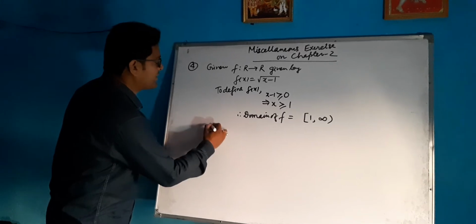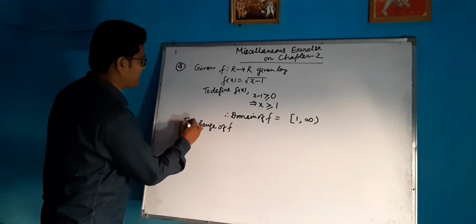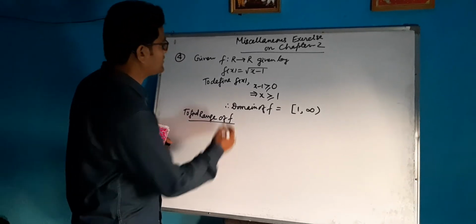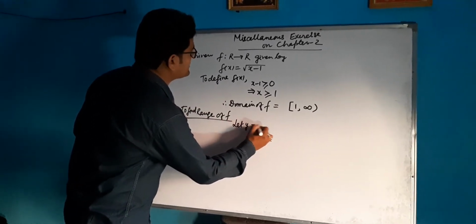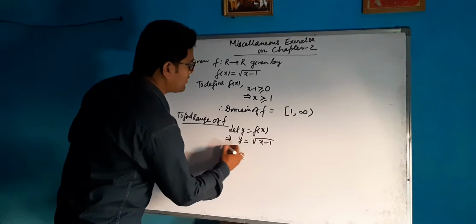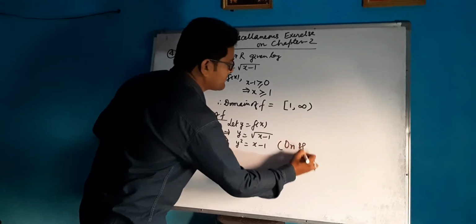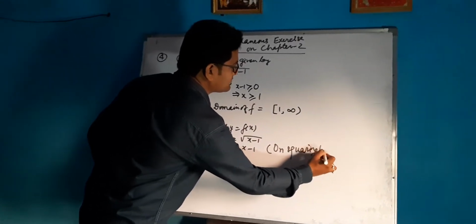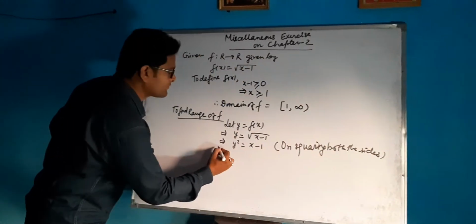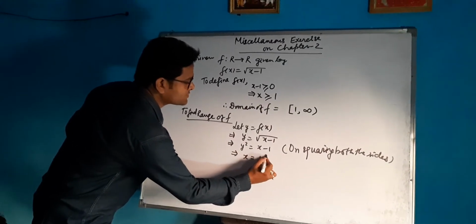Now how to find the range? To find the range of this function f, what do we need to do? Let y be equal to f of x. Can you write y is equal to root under x minus 1? On squaring both sides, can I write y square is equal to x minus 1? On squaring both sides, we are getting y square is equal to x minus 1. Now x in terms of y should be y square plus 1.